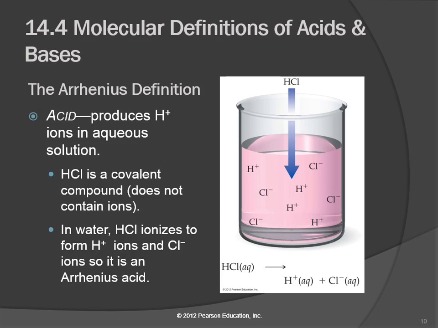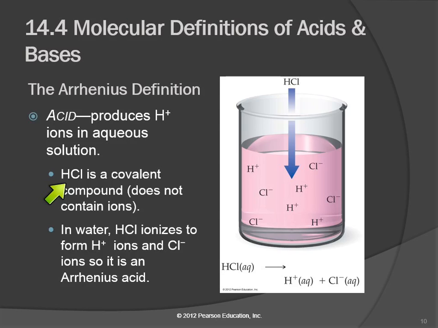The Arrhenius definition, named after Svante Arrhenius, who was a Swedish chemist, is this one. An acid is a substance that produces hydrogen ions in aqueous solution. So whatever the substance is, if you put it in water and it produces hydrogen ions, it's an acid. And that goes along well with the definition of acids we used when we learned nomenclature.